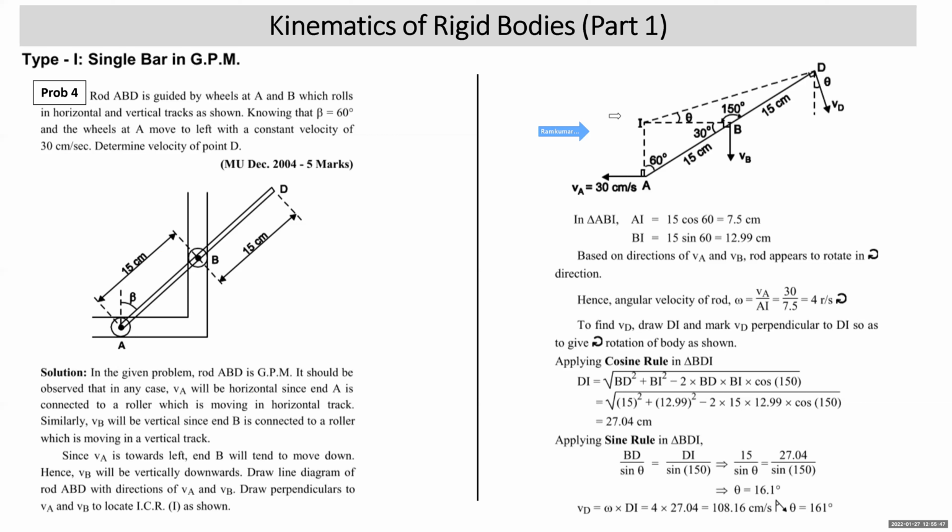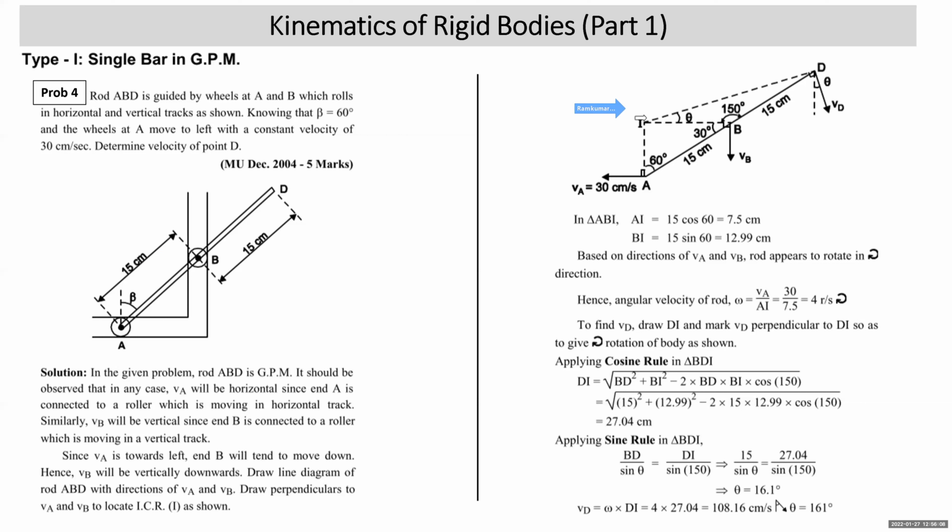Draw perpendicular to VA, draw perpendicular to VB, you get the instantaneous center of rotation. Then in triangle ABI, you get the two sides. AB is given as 15, this angle is given as 60. How do you understand this angle is given as 60? It is given in the diagram. Beta is given to you as 60 degrees.